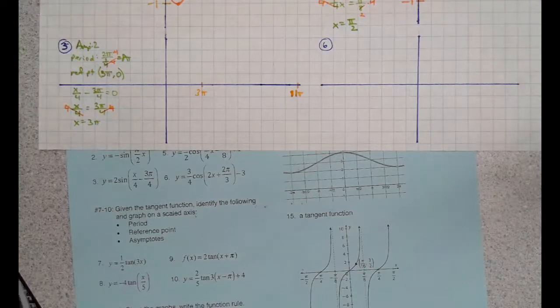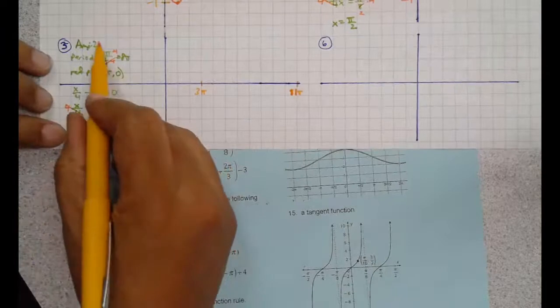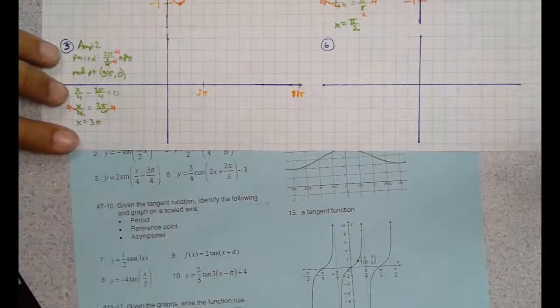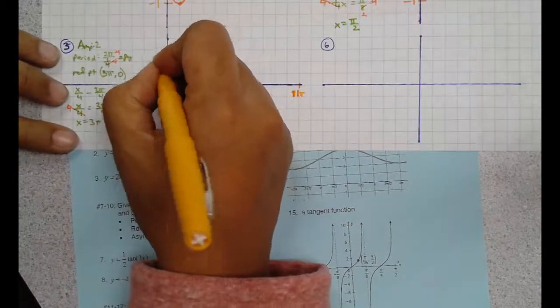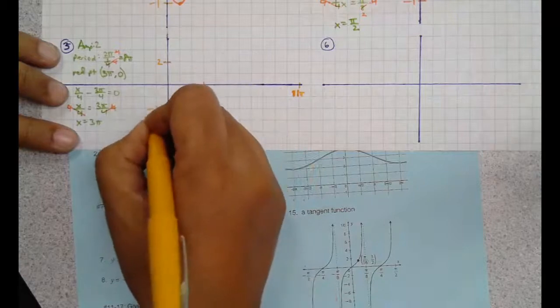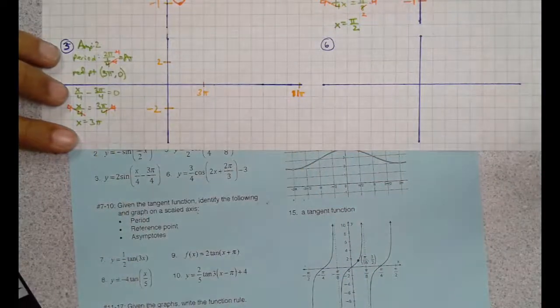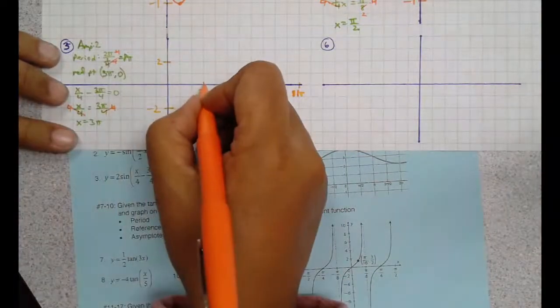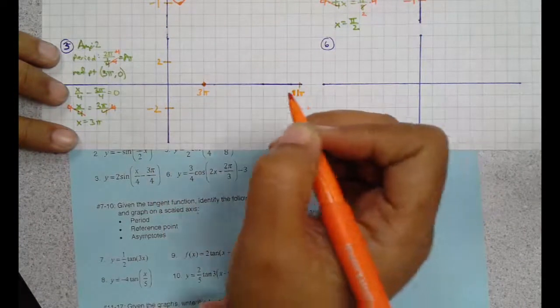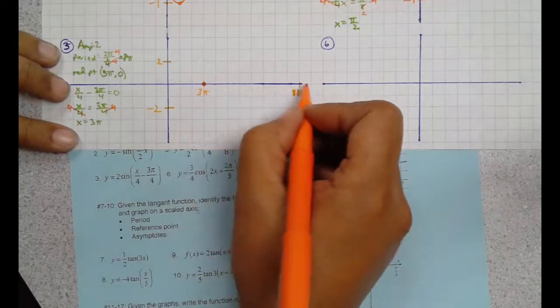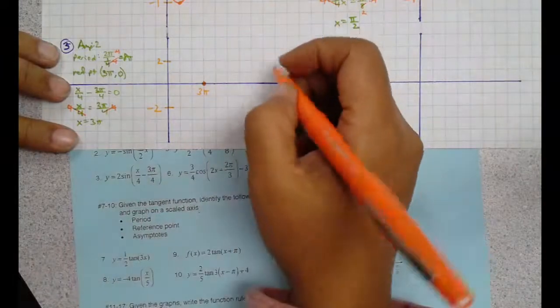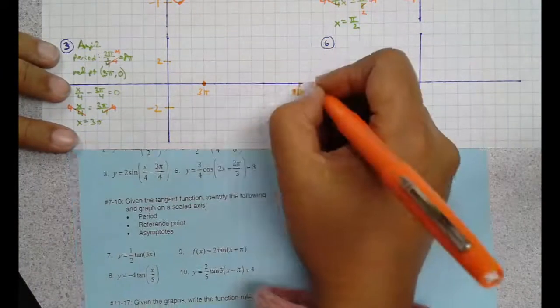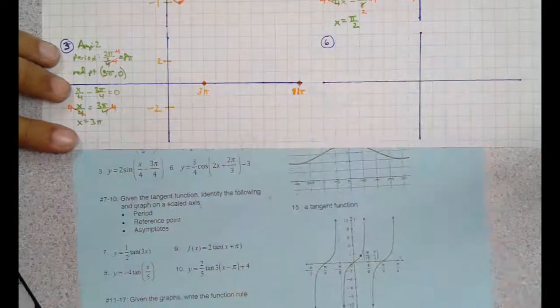Okay, now what I'm going to do is scale my y-axis. I'm going to start at 0 and go up by 2 and down by 2. So actually I'm going to just go by 1. So that's my 2, and that's my negative 2. All right, let's start the graph. So I'm going to start at 3 pi, 0. I'm going to go a distance of 8 pi to the right, which lands me at 11 pi.